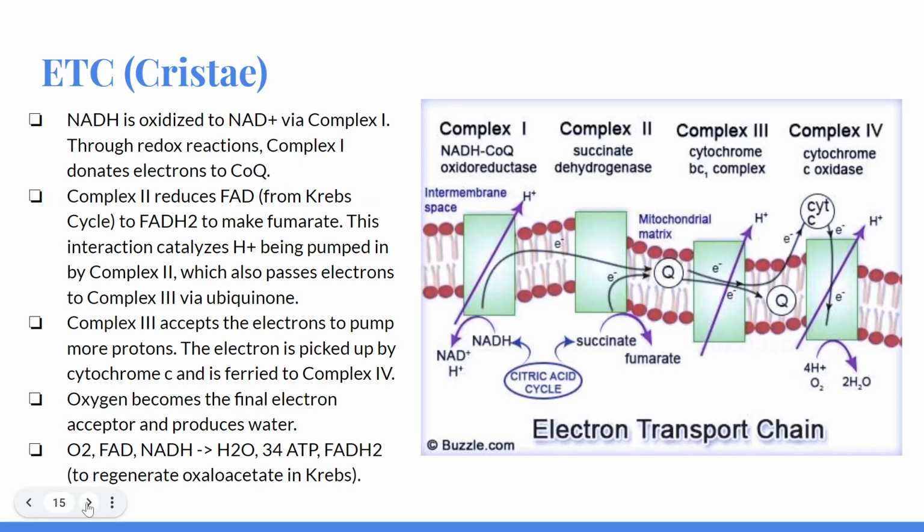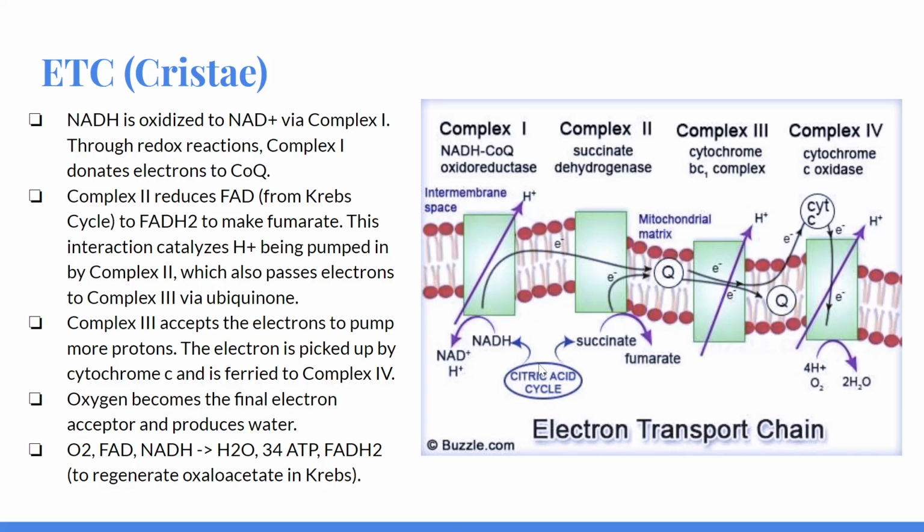So here we go to the ETC, which is going to be in the cristae. You need to know where each process is specifically in the mitochondrion. This is going to be in the cristae, which are like the folds in the mitochondrion. You don't need to know the complex names. My teacher, for whatever reason, made me know the complex names, but I am pretty sure you do not need to know the complex names.